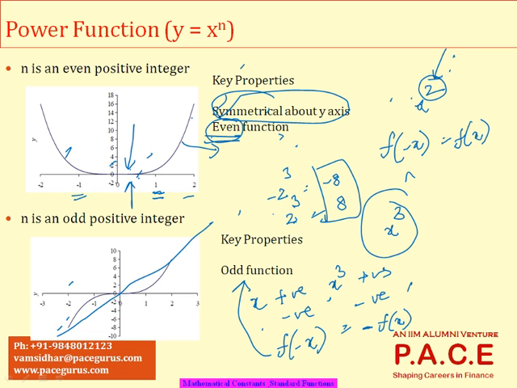So we need to be very comfortable with the graphs of even versus odd functions, especially when we are talking about the power. Because if the power is an even number, we end up with an even function, and we see that an even function is symmetrical about the y-axis. If the power is odd, it will be an odd function, and the odd function will not be symmetrical about the y-axis.